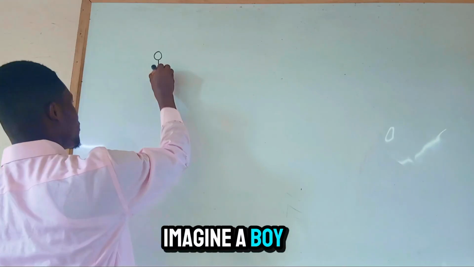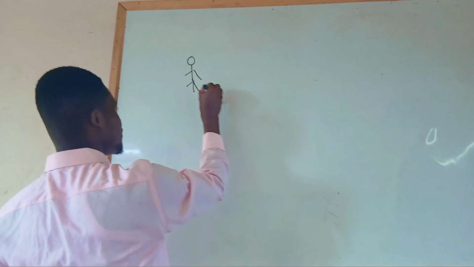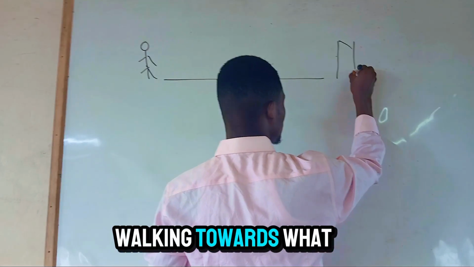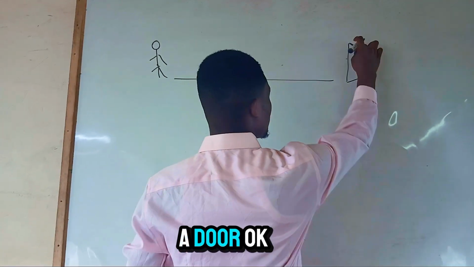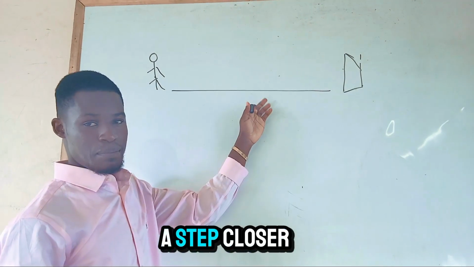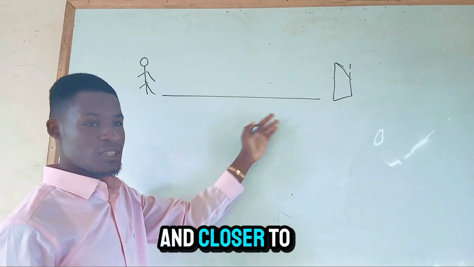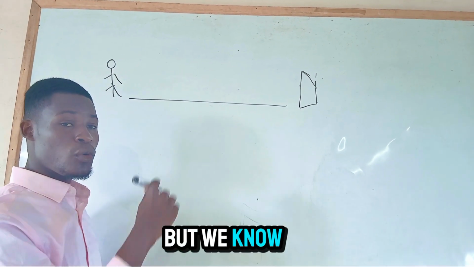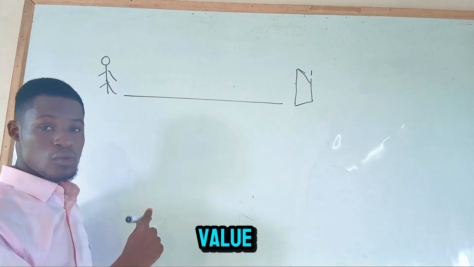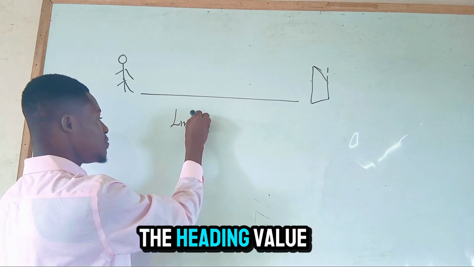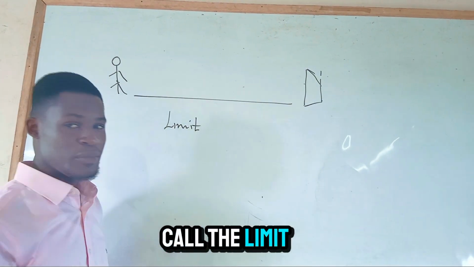Imagine a boy here walking towards what? A door. Okay? As you take a step closer and closer to the door, even though you haven't reached the door yet, we know where you are heading, and the heading value is what we call the limit.